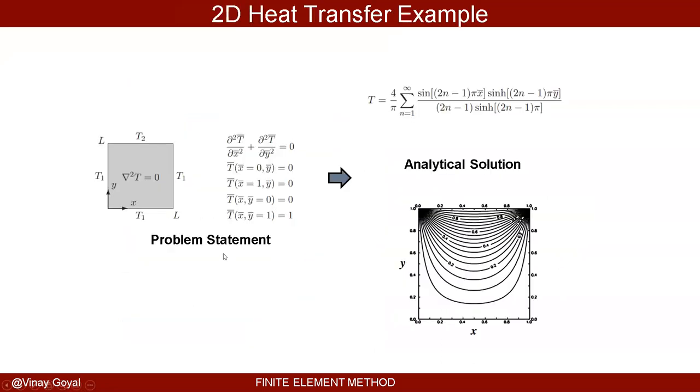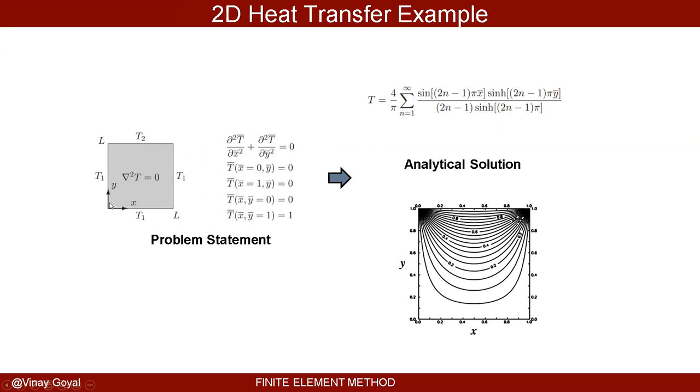Here's an example of a problem of a square with temperature applied on three edges and a different temperature applied on the fourth edge. The partial differential equation looks like this. The temperature is specified as follows, as you see here, but that's not the point. I'm not here to solve this analytically because that's not the point of this course. The point of this course is to show you that I can take this complicated analytical solution, and instead of solving for that complex analytical solution, I want to find a different way of doing it. Now you can see how this is very complicated to solve.